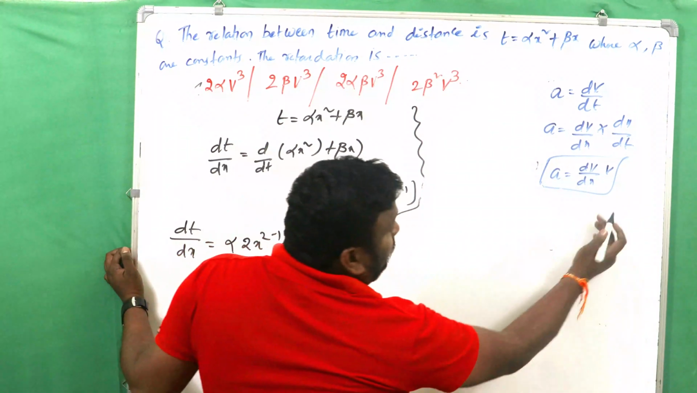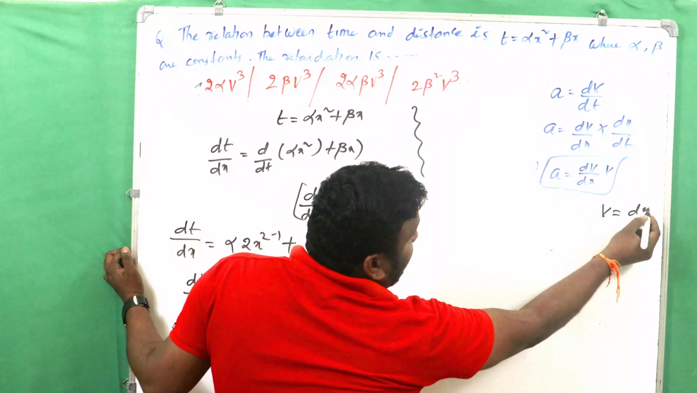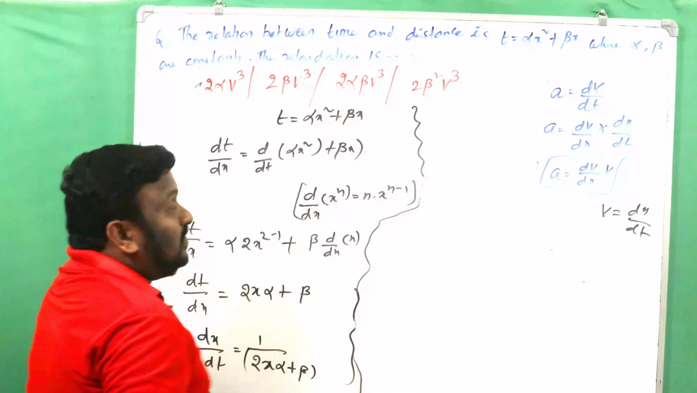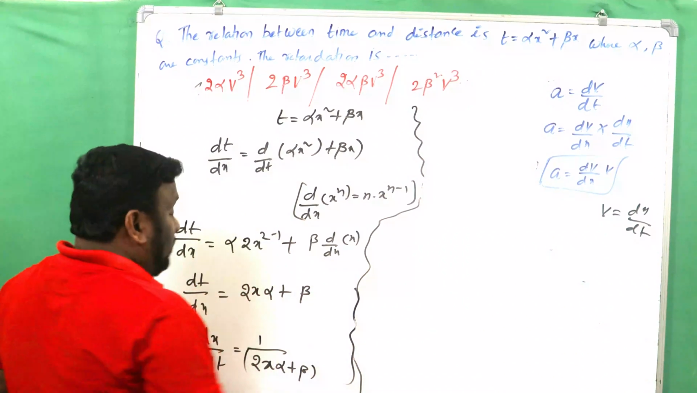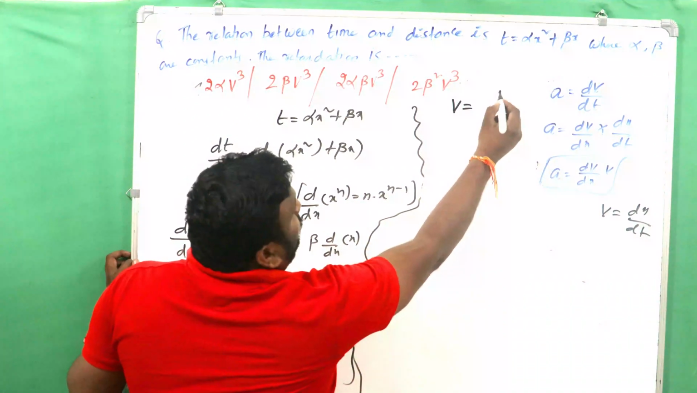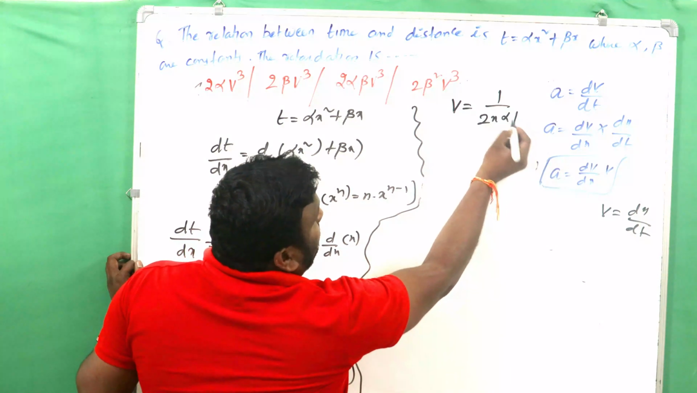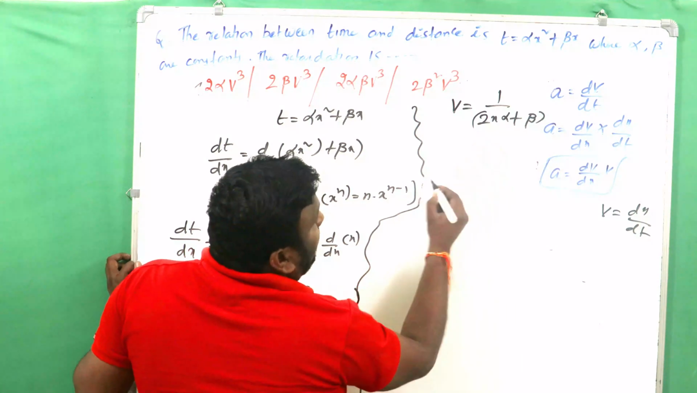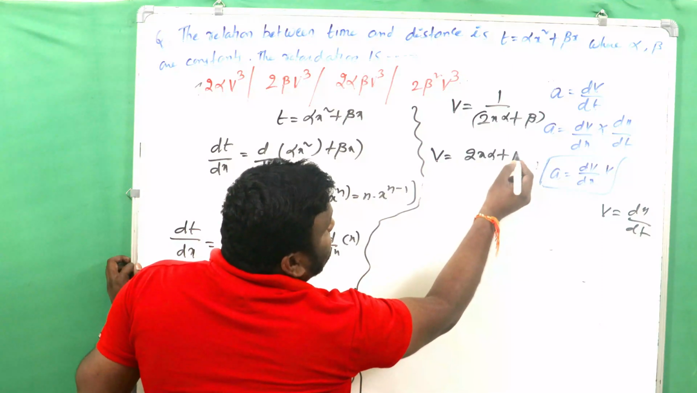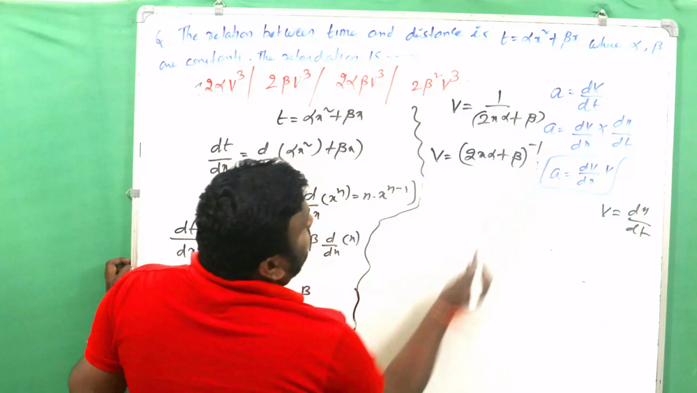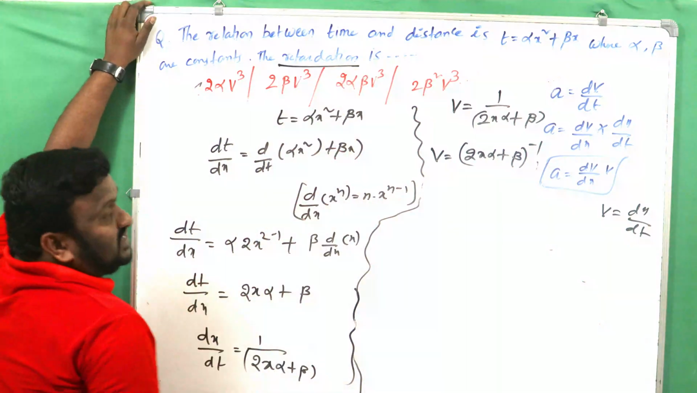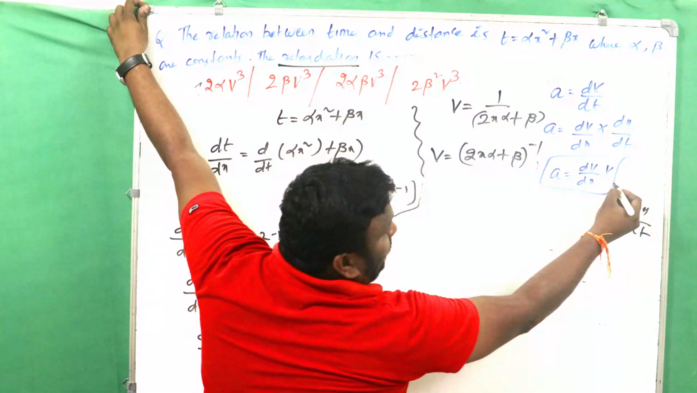So already we know that v is equal to dx by dt, the rate of change of displacement, which we call velocity. That's why v is equal to 1 by 2x alpha plus beta, which can be written as v is equal to (2x alpha plus beta) whole to the power of minus 1. But what you have to find out is the retardation. That's why we are going to use this formula.